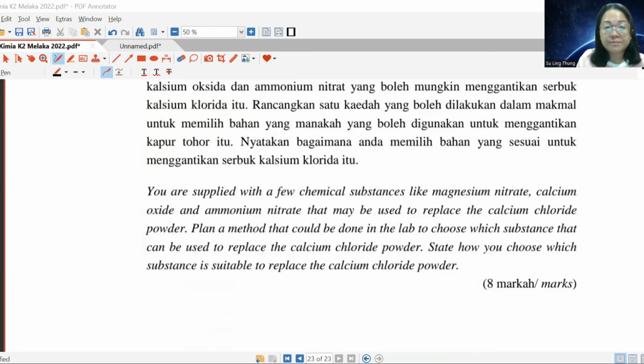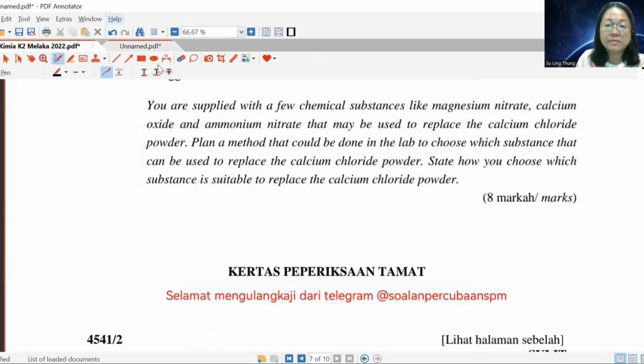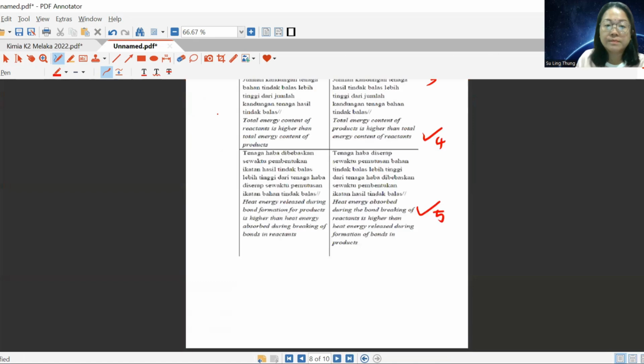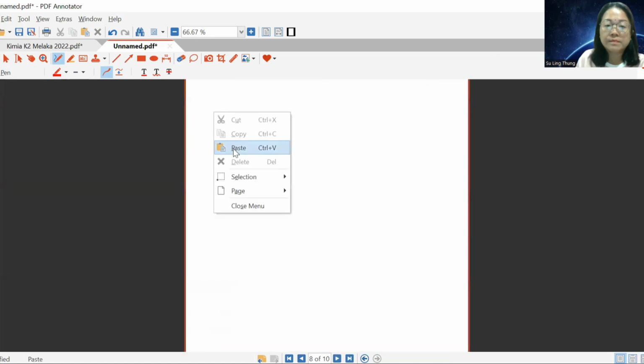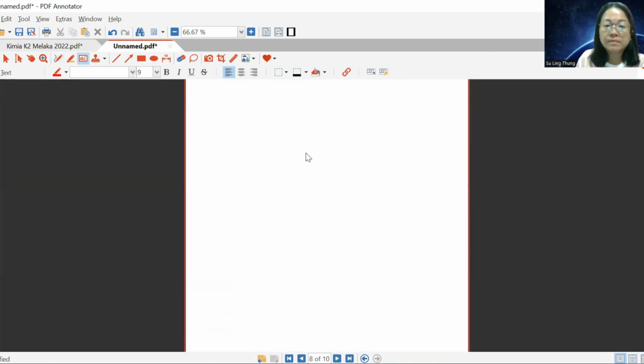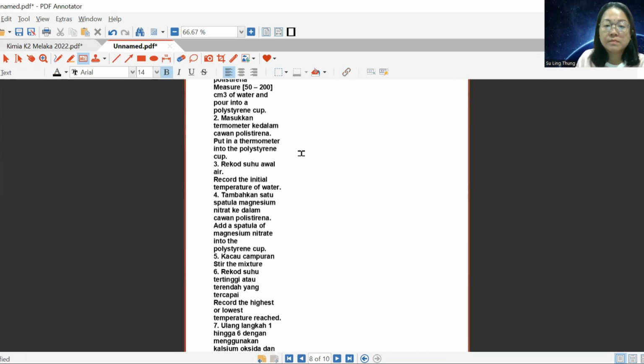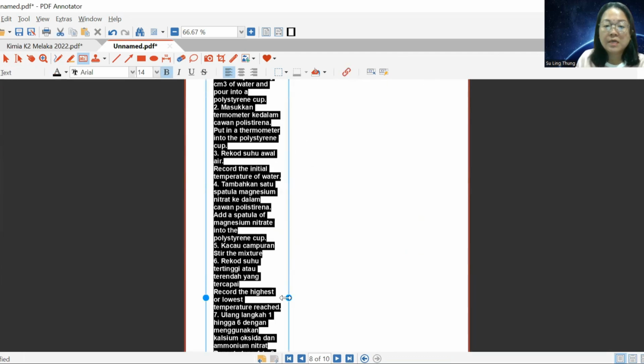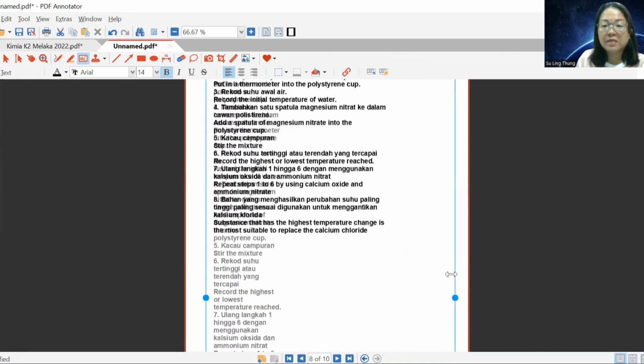So you have to plan out a method in the lab itself. So what is it like? Okay, this is what it looks like actually.